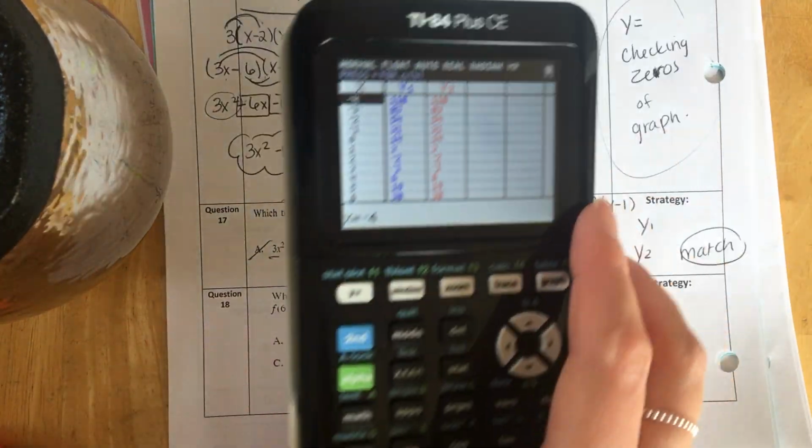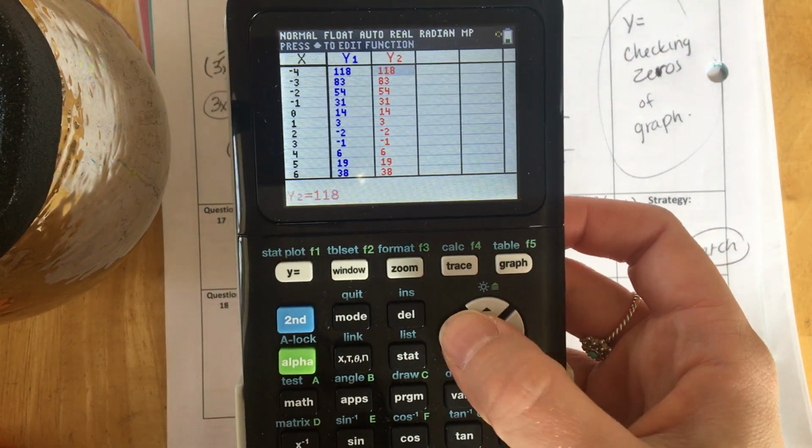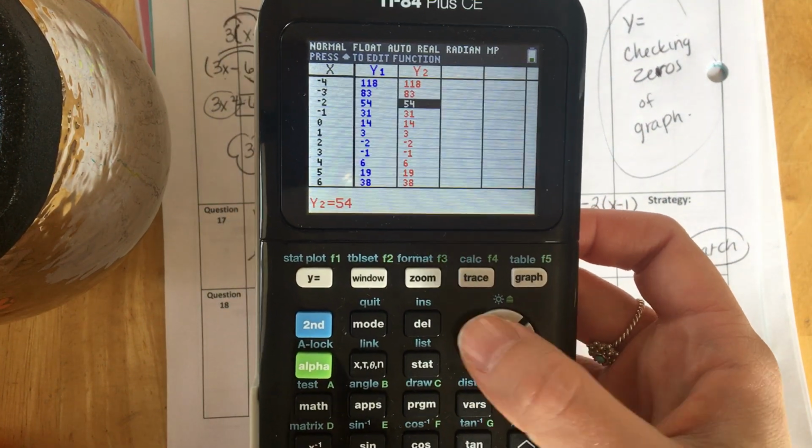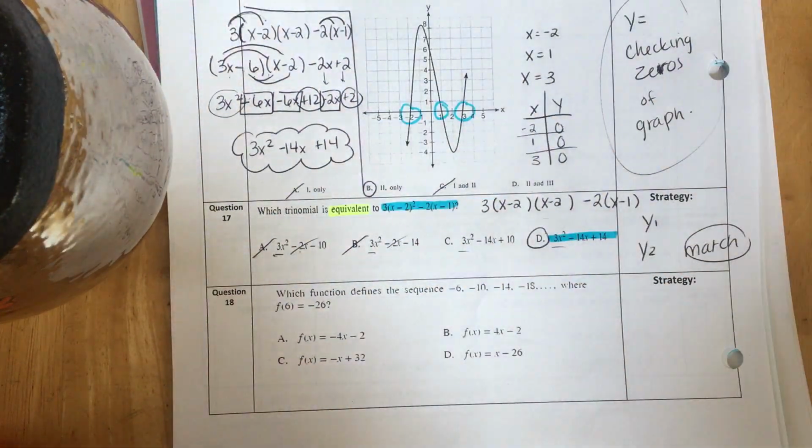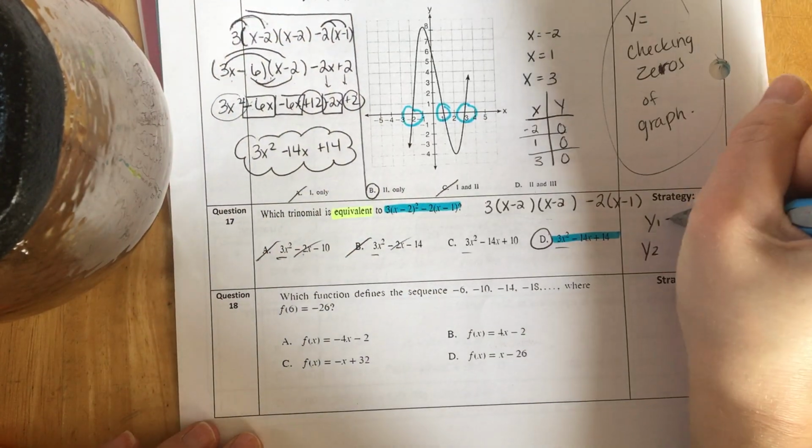If they don't, you either plugged it in wrong or you did something wrong. So that's another way to check your options, okay? You could have skipped all that math and just plugged each one in and found the match. That works too when it's multiple choice.